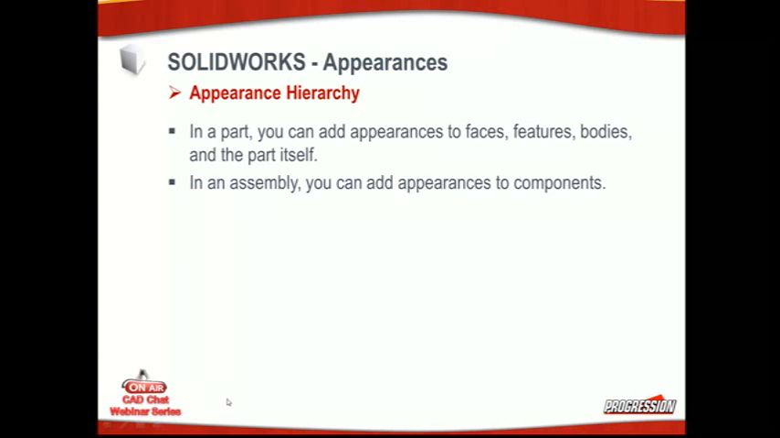Now there is a hierarchy when applying appearances. In a part model, you can add appearances to faces, features, bodies, and the entire part itself. When you're in an assembly model, all you can do is add appearances to an individual component. You cannot apply appearances to separate faces or features when you're in an assembly model. So there are some differences there.